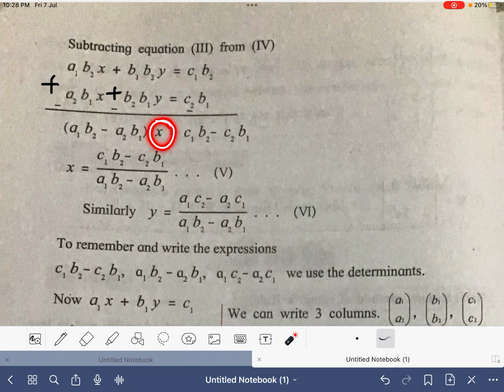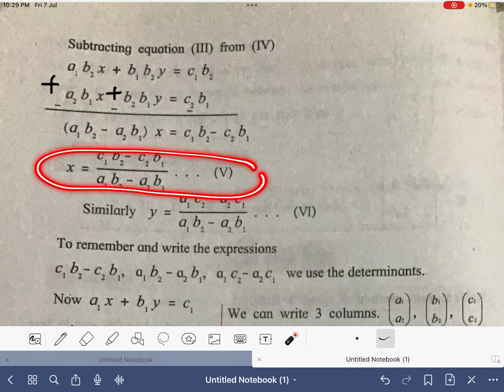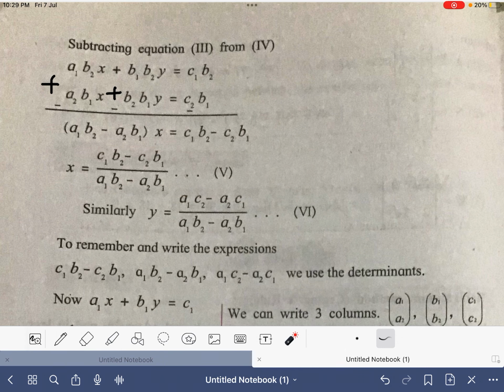Now what is our target? We want the value of x, so simply keep x on the right side and migrate this whole bracket to the left side. So what will happen? Now here it is a multiply. After migration it goes to the denominator. So we get a new term: x is equal to c1 b2 minus c2 b1 divided by a1 b2 minus a2 b1. So this is the value of x.